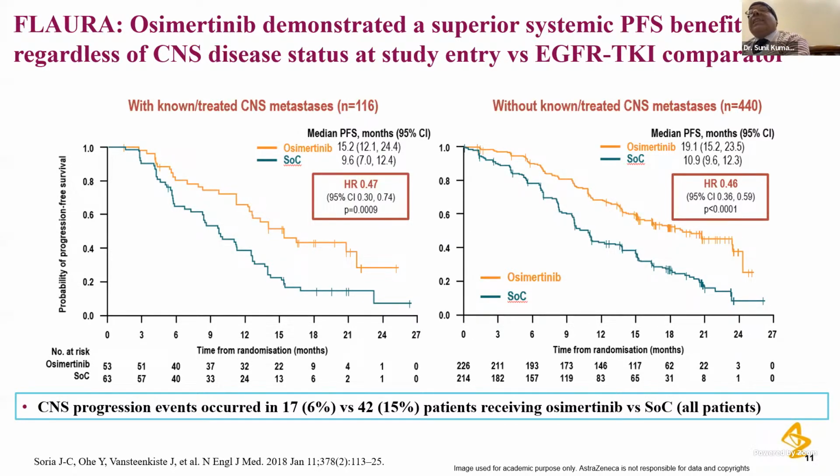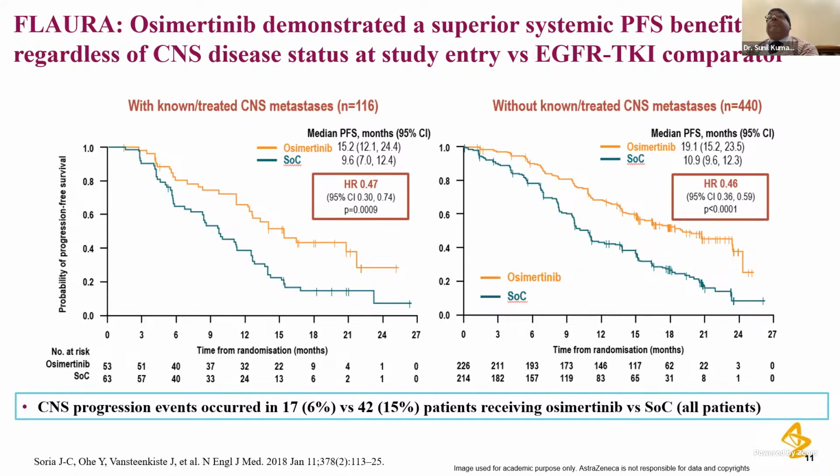But if you see the other aspect, without known or treated CNS mets, you can see the response increases. This is 19.1, almost 4 months better as compared to standard 10.9. Means if there is no disease in the brain, the survival is better with the third generation TKI as compared to standard care. And CNS progression events occurred in 6% versus 15% of patients with the standard care. Means third generation TKI 6% as compared to the first generation 15%.